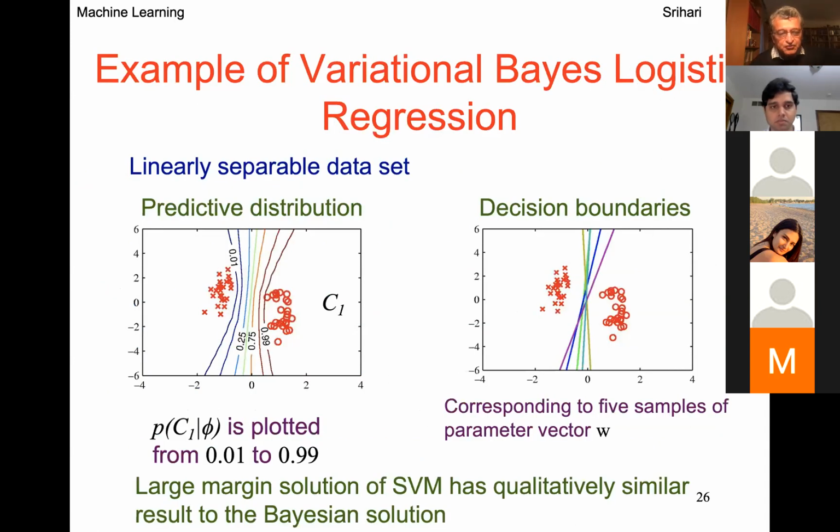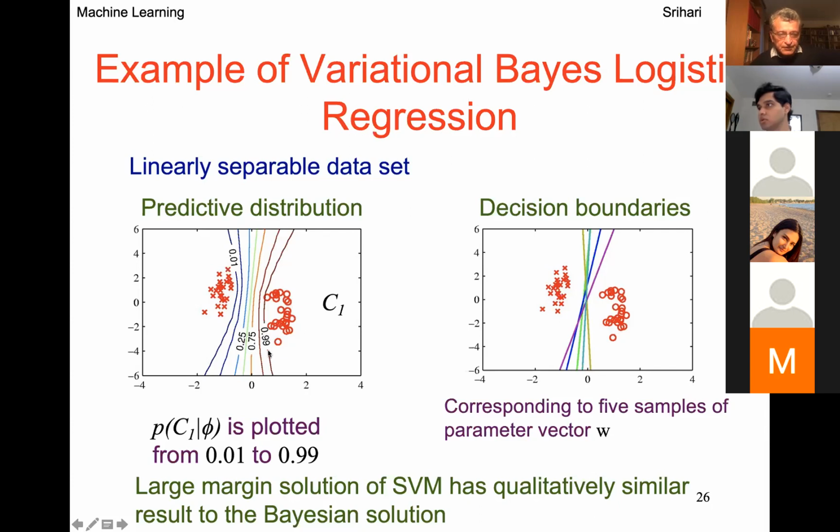What does all this do for you? We're in chapter 4, which is about linear classifiers. I give you some red circles and red crosses and ask you to separate the two. Find me the mathematical function that separates the two. And predictive distributions. And P(C1 given phi) is plotted. And P(C1 given phi) is the probability of class C1.